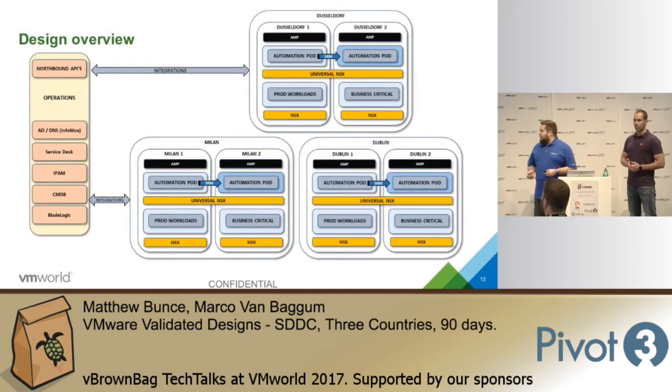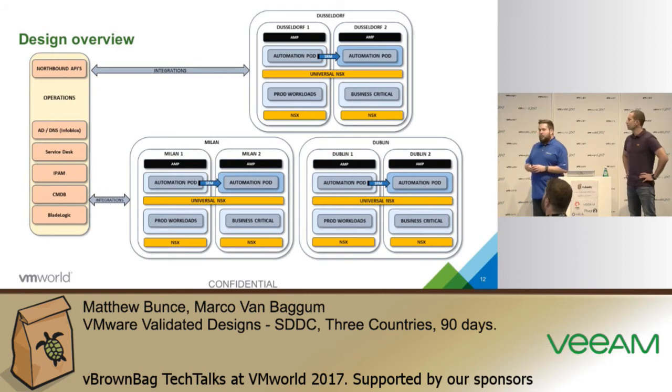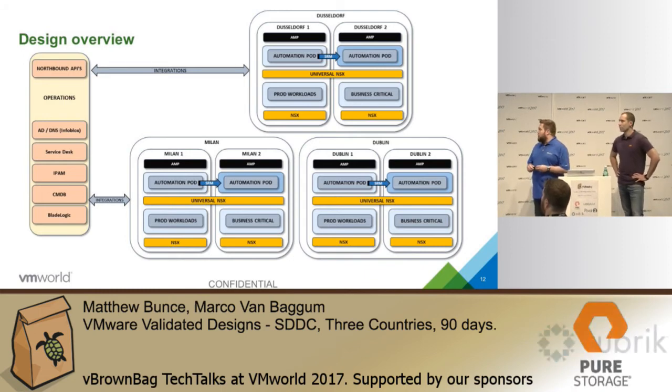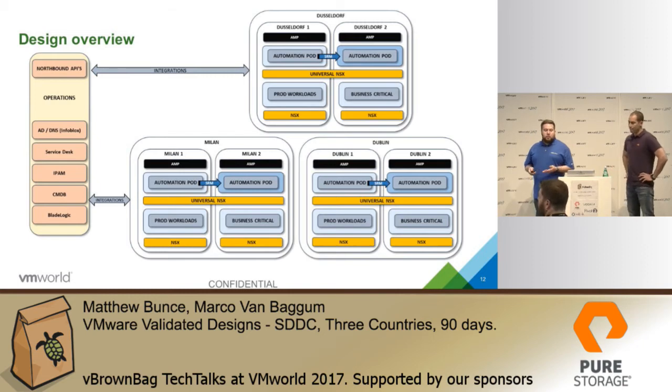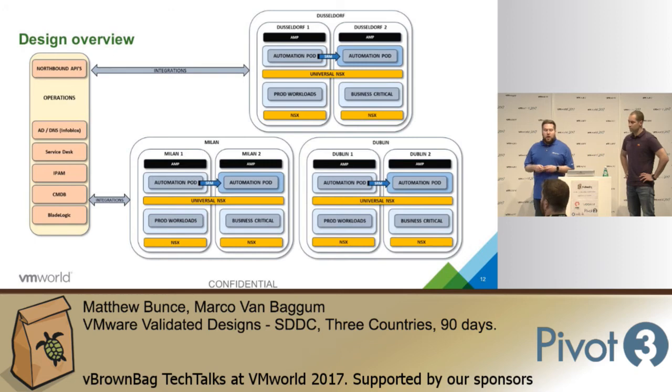So this is how we deployed it. We had, across the 3 sites, Dusseldorf, Milan and Dublin, each one of them having a separate availability zone within a separate VX block. We had a management set of hosts, an automation pod which includes all the management components, the automation and operations, and then different clusters for the workloads. We used cross vCenter Universal NSX for management, but initially only single site NSX for the workloads.